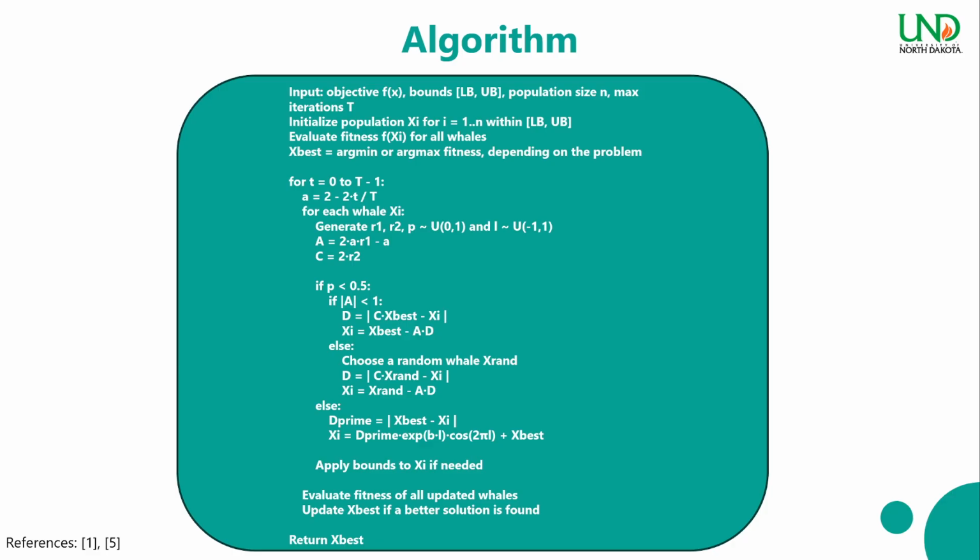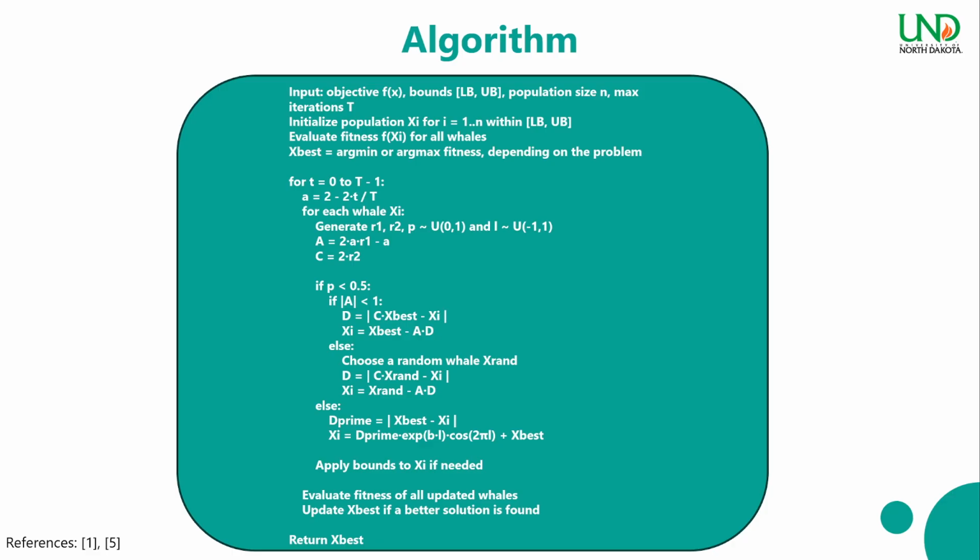So there's a probability value P, and that can be between 0 and 1. When P is less than 0.5, the algorithm uses the encircling or random search behavior. If the vector A has a total value of less than 1, the whale moves towards the current best solution, and that's the exploitation. And if A is greater than or equal to 1, we instead move relative to the random whale, and that's your exploration phase.